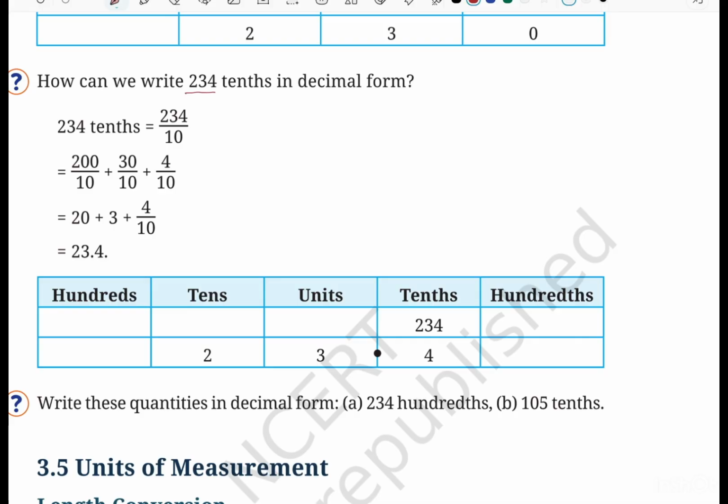Now 234 tenths. We use the above mentioned property that 234 can be split as 200 plus 30 plus 4 and divided by 10. Adding separately 200 by 10 plus 30 by 10 plus 4 by 10, we get 20 plus 3 plus 0.4. So the answer is 23.4.